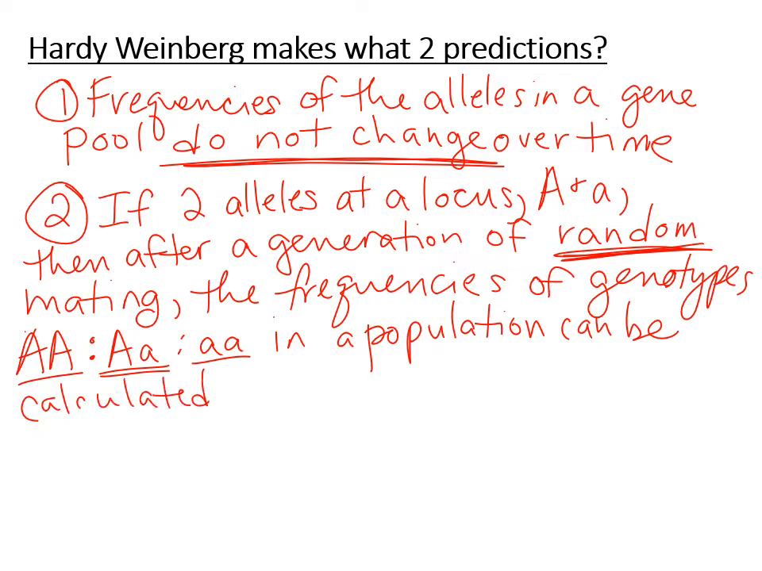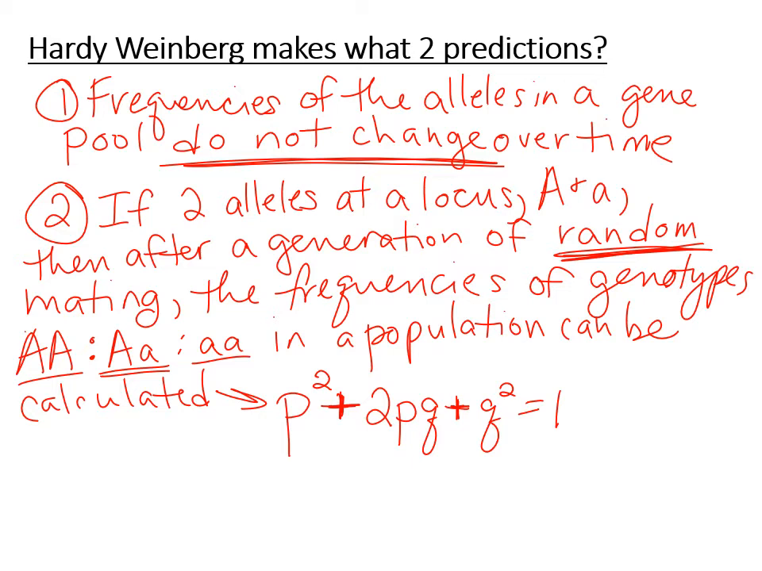With the Hardy-Weinberg equation. Okay, and the equation is p squared plus 2pq plus q squared should equal 1. And there are a few things that you have to understand when you look at this equation.